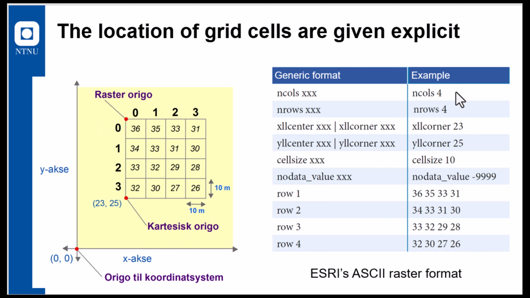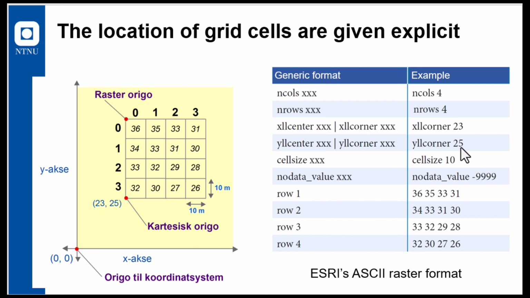First is information about the number of columns and rows. So this is a 4 by 4 raster. Then we need to know what we call the Cartesian origin, either the lower left X position for the center or for the corner. So either the corner of this lower left cell or the center of this lower left cell. In this example, we are using the corner, where we have, after georeferencing, found the Cartesian coordinates. So the corner of the lower left cell is 23 and 25.